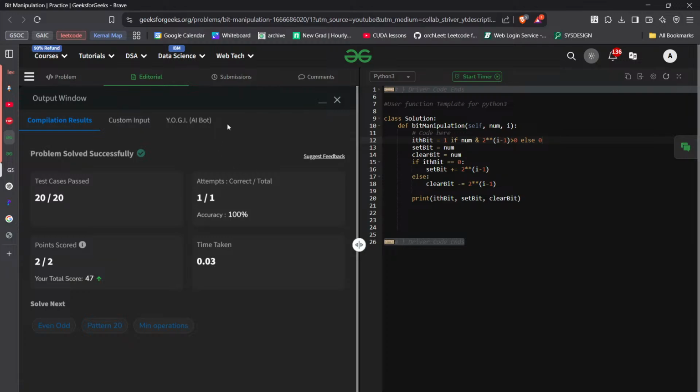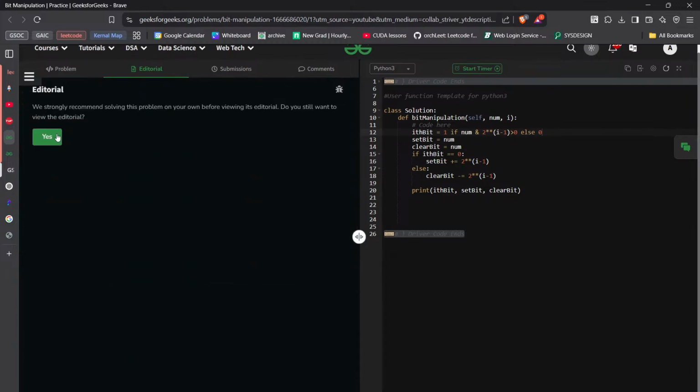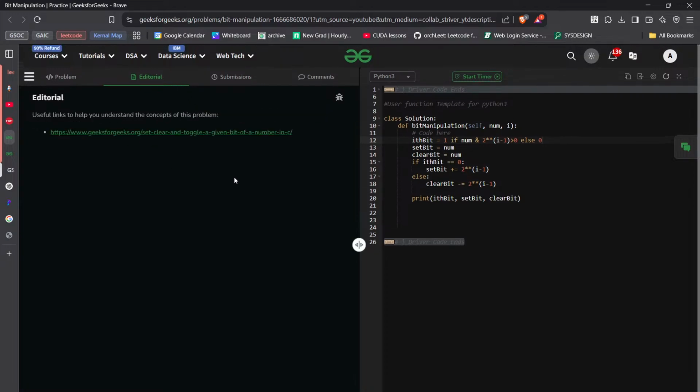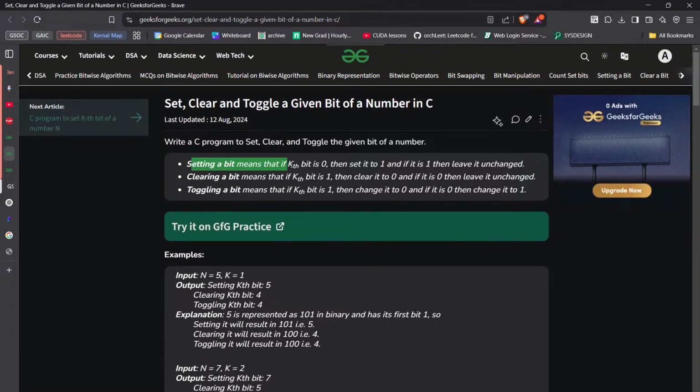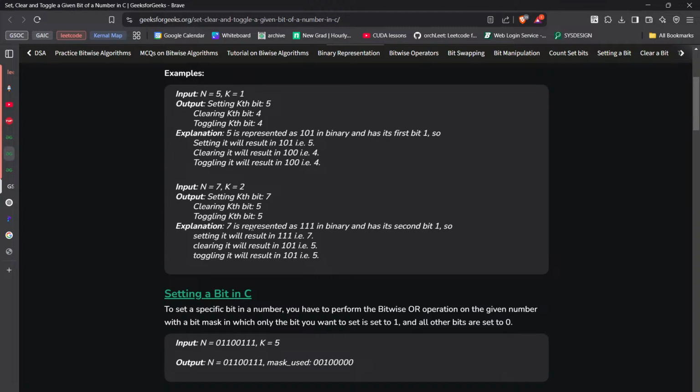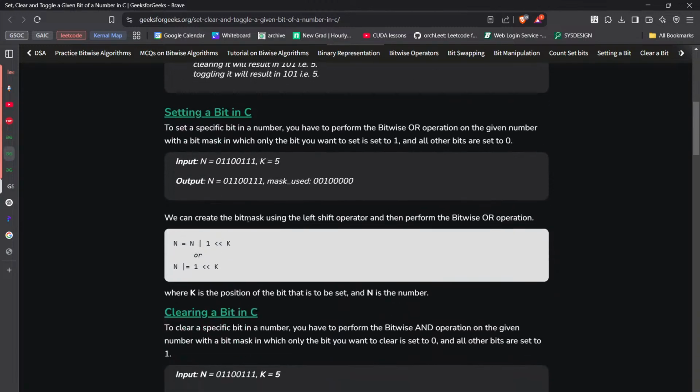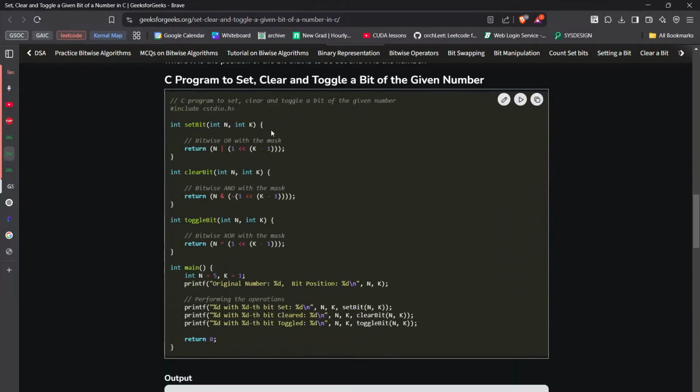Let's go. Now let's see how others have done it. We strongly recommend... Setting a bit means if the bit is 0, then set it to 1, else if it is 1 then leave it unchanged. We can create the bit mask using the left shift operator and then perform the bitwise OR operator. Wait a minute. Setting a bit in C: bitwise OR with mask. What have they done? K minus 1.